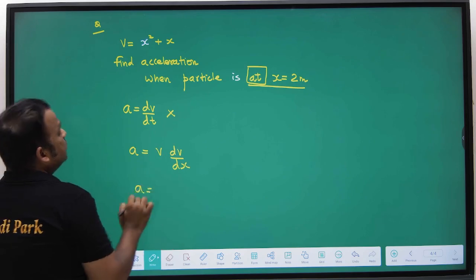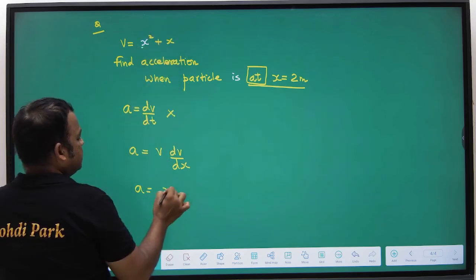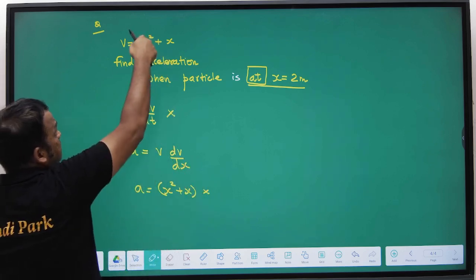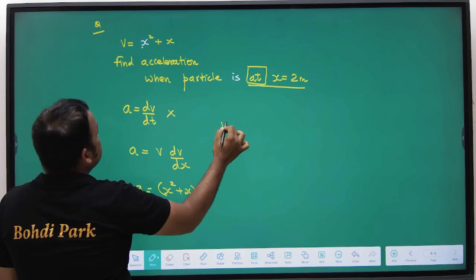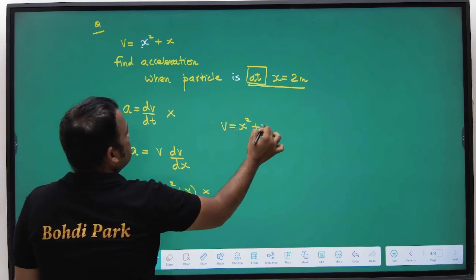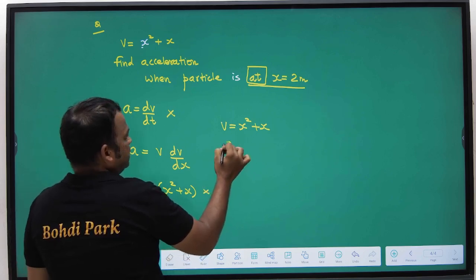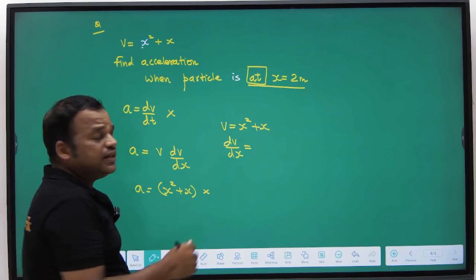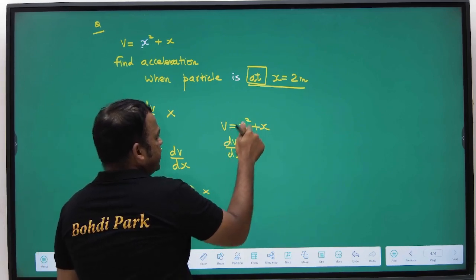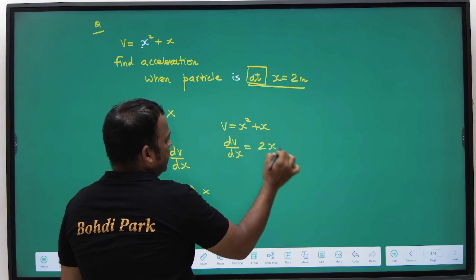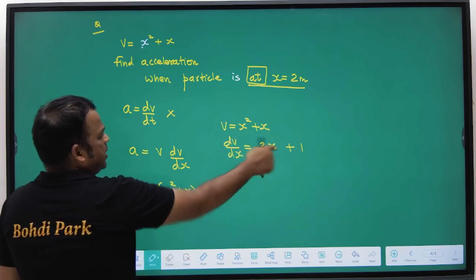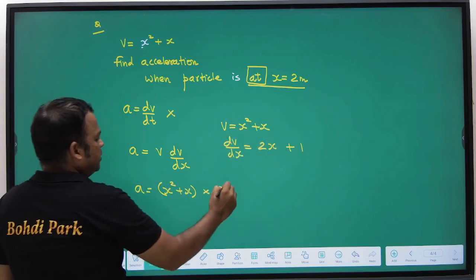So a is equal to v, which is x square plus x, then dv by dx. Now we will find dv by dx. So v is equal to x square plus x. We have to differentiate this separately. x square, when you differentiate, will be 2x. When you differentiate x, it becomes 1. So dv by dx is equal to 2x plus 1.